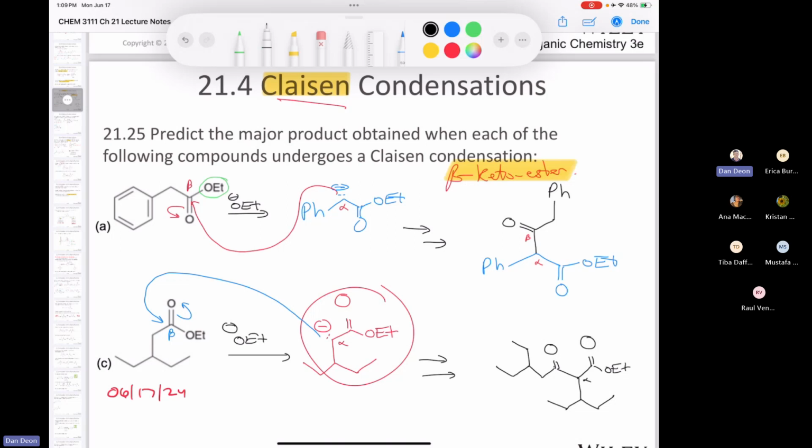So there you go, there's our beta keto ester. And again, just to repeat myself like an old person, this is your ester, alpha carbon, beta carbon, and on the beta carbon you have a ketone. So a beta keto ester. All right, so that's the product of that Claisen condensation.